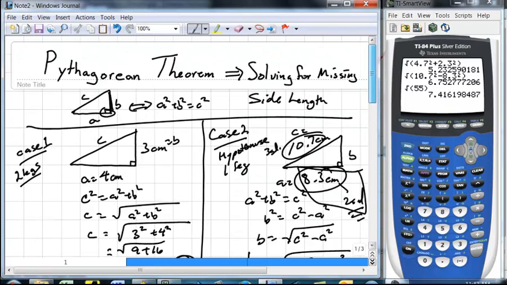So that gives you a couple of examples of each of the two possible cases for solving for a missing side length from a right triangle when we're given two side lengths and we use the Pythagorean theorem for those applications.